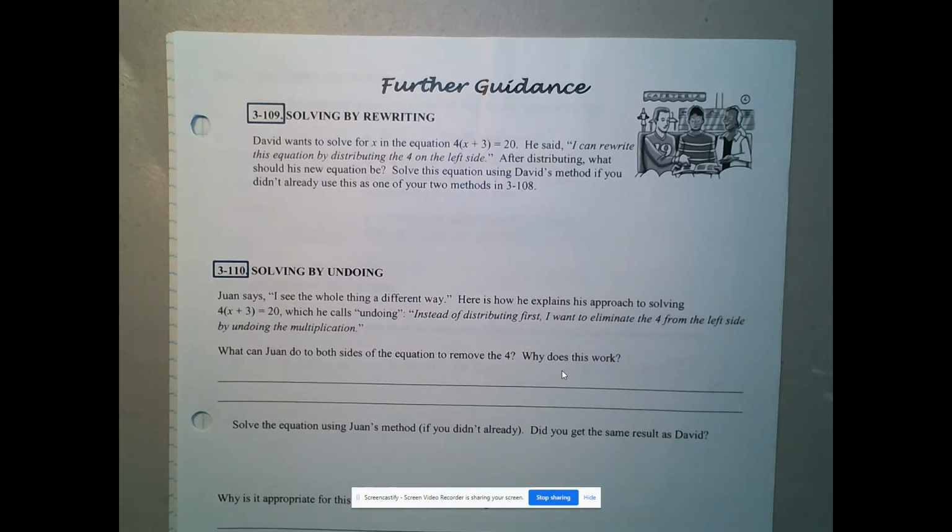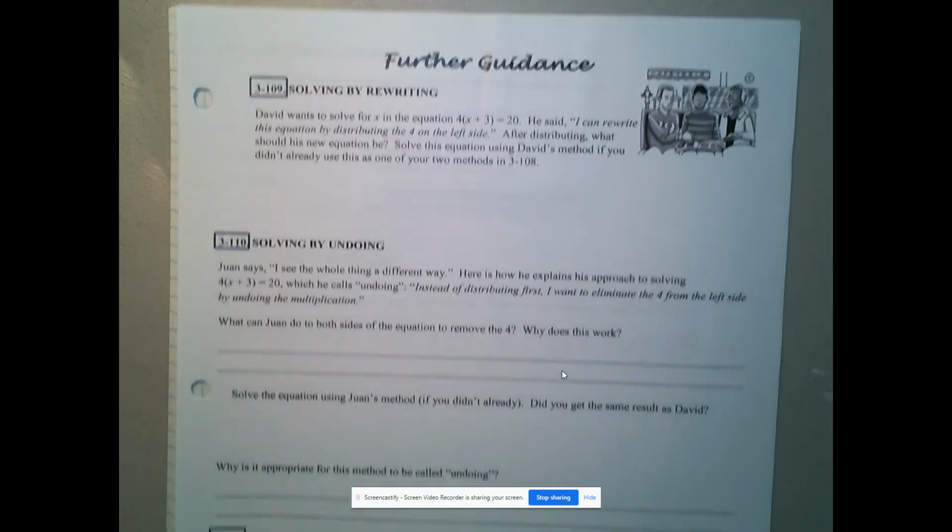David wants to solve for x in the equation 4 times x plus 3 equals 20. He said, I can rewrite this equation by distributing the 4 on the left. After distributing, what should his new equation be? Solve this equation using David's method if you didn't already use it on the front. And we did. On the front, this was our very first option, where we distributed the 4 and then solved the two-step equation.